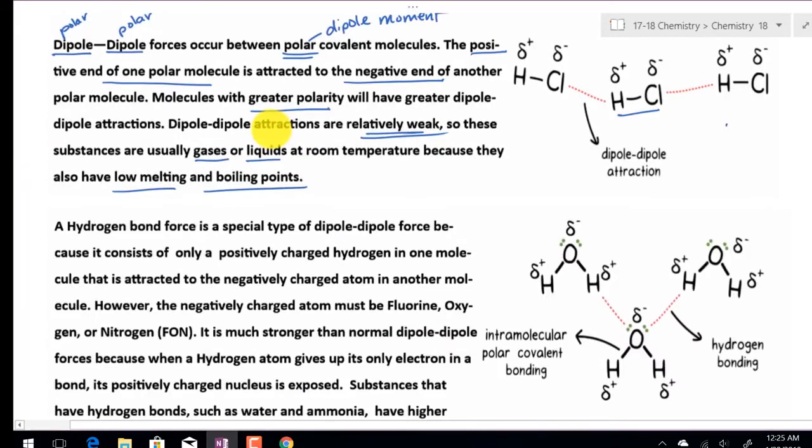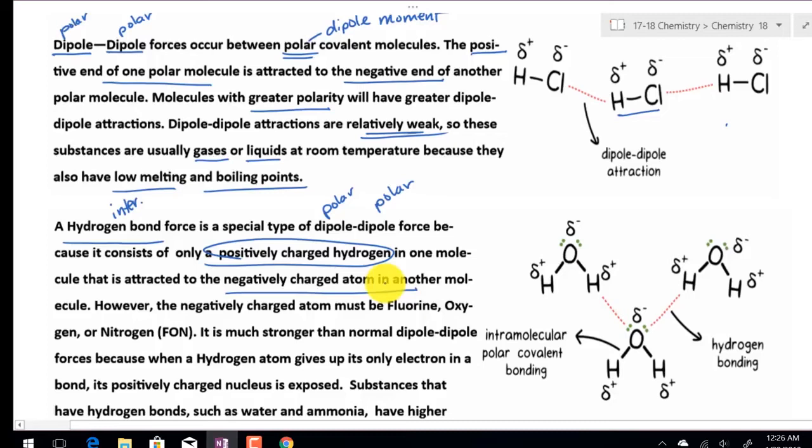However, there is a specific type of dipole forces called hydrogen bonding forces. And this is, again, a type of intermolecular force, okay? There is a specific type of dipole forces. That means between polar and polar molecules, okay? Now, what makes this so special? It is special because this particular intermolecular force only happens when you have a positively charged hydrogen in one molecule, and it is attracted to a negatively charged atom in another molecule.